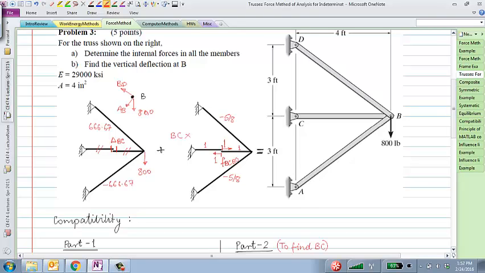Okay. So what would be the compatibility equation, Scott? What would be the compatibility equation for this piece? Go ahead.